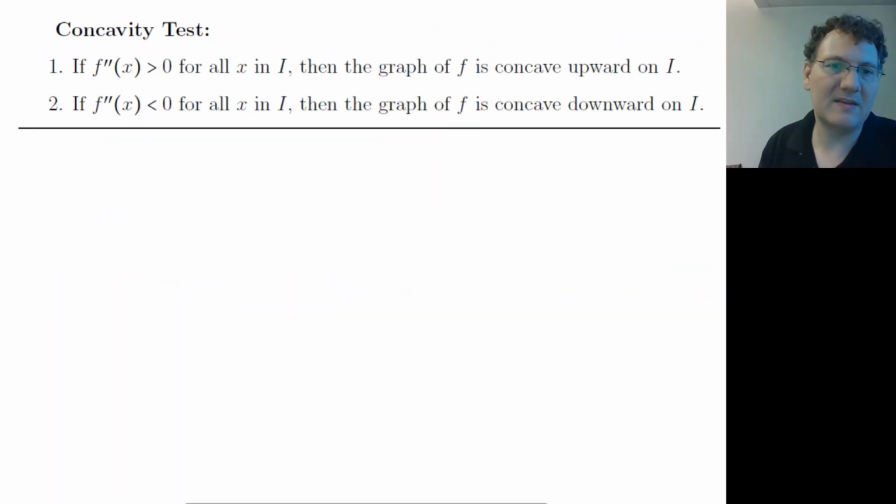So it turns out that the second derivative tells us about concavity, similar to how the slope told you about increasing and decreasing. If the second derivative is positive, then the graph is concave upward on some interval I. And if the second derivative is negative on an interval, then we have downward concavity.